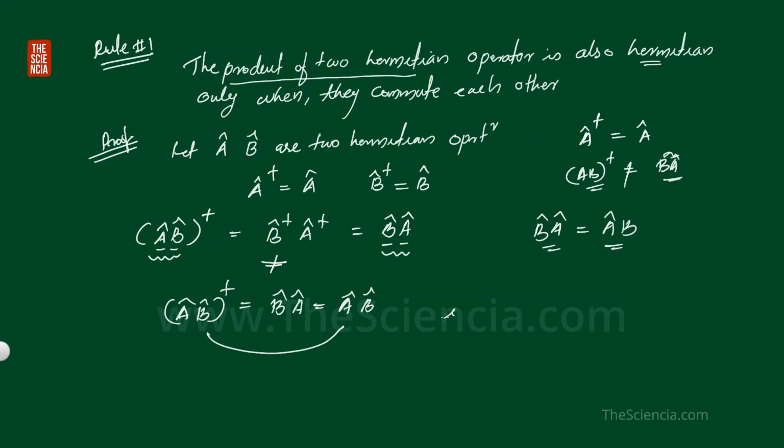That is, here the commutator AB should be equal to 0. Then only this will satisfy. Or in other words, we can say the commutator operator is equal to 0 means they commute each other.